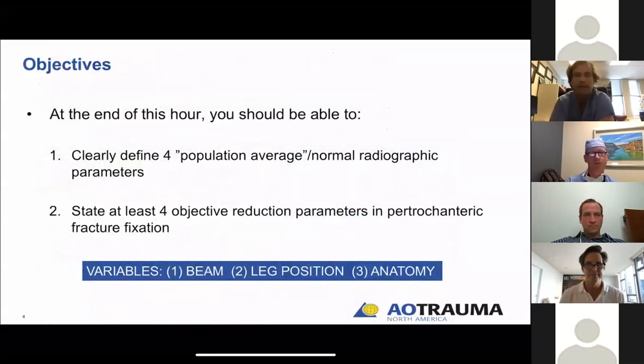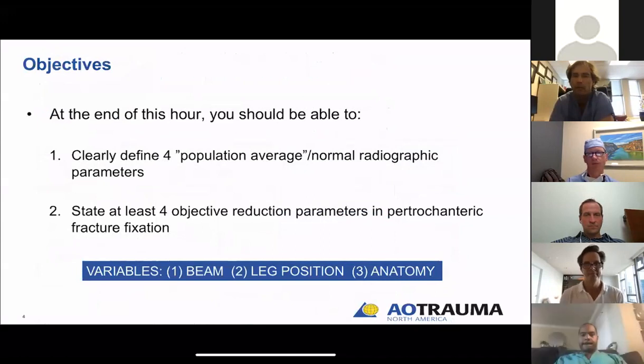All right, so at the end of this hour, you should be able to clearly define 4 population average or normal radiographic parameters for the proximal femur, and to state at least 4 objective reduction parameters in pertroch fracture fixation and when you're going to use which one.